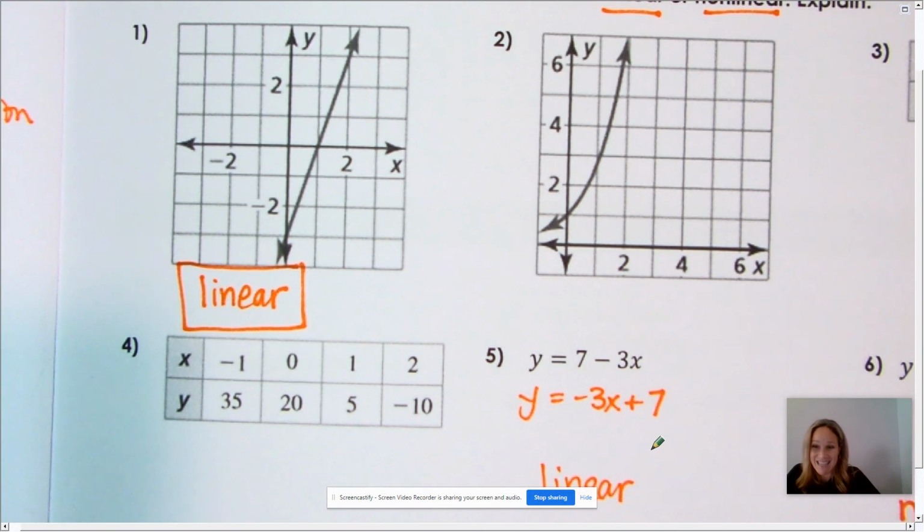So think about those two things when you're doing number 10, and that is it for today.